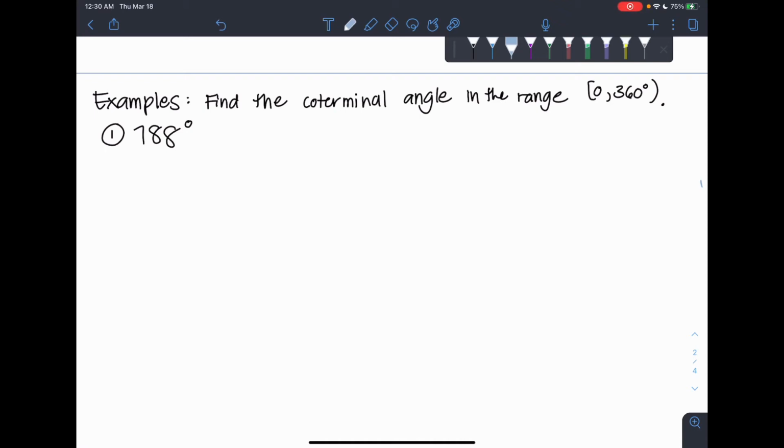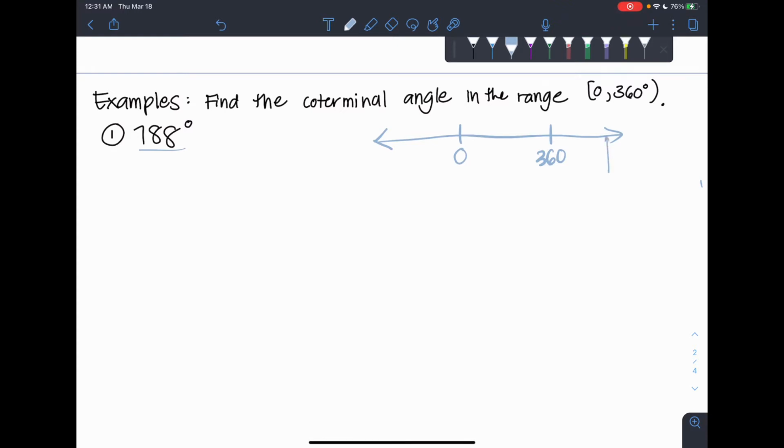We want to find the coterminal angle of 788 that lies within the range 0 to 360. When we look at a number line, as we mentioned, we want our angle measures to be represented with numbers that we're comfortable with. So anywhere between 0 and 360. But 788 is far beyond that range.